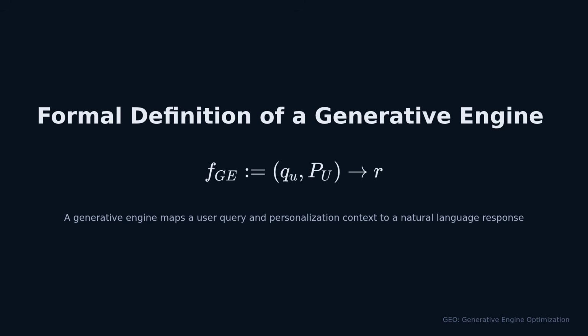We can write this pipeline as a simple function. A generative engine takes a user query and optional personalization information as inputs and returns a natural language response. Everything in between, the search engine, the summarizer, the response model, is a black box to outside content creators. That opacity is exactly what makes optimization so challenging, and it's what GEO is designed to address.